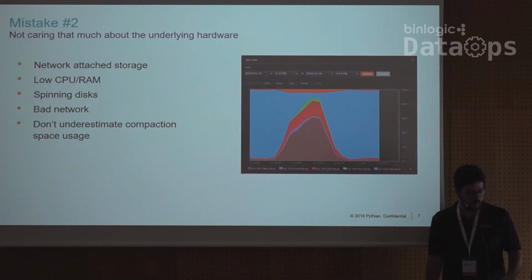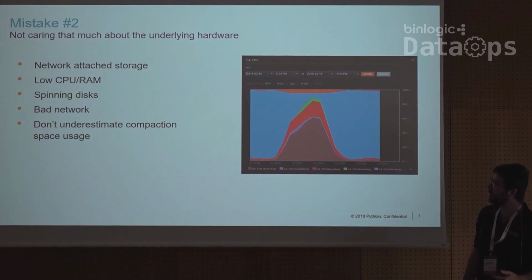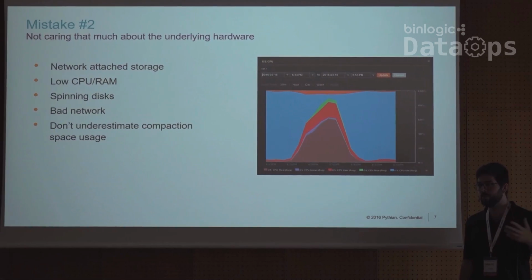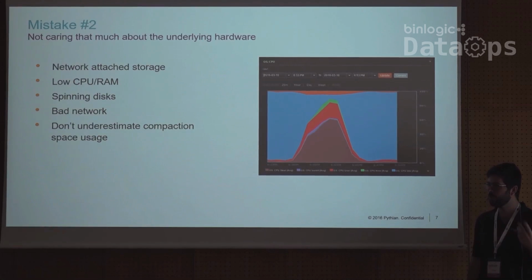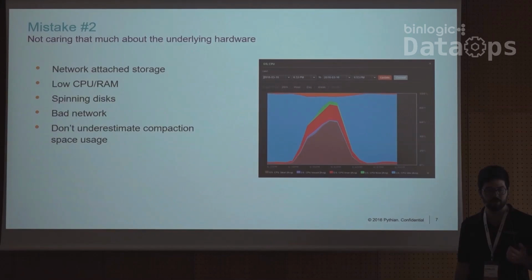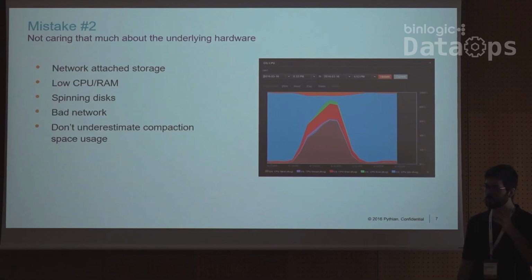So, not paying attention to hardware. When we deploy Cassandra, one of the first things is you don't really need a lot of hardware. Cassandra runs on a lot of small nodes. That's actually a good thing. You don't need expensive hardware. You just need a lot of small boxes.